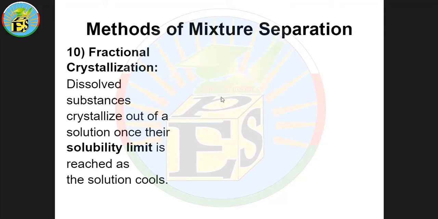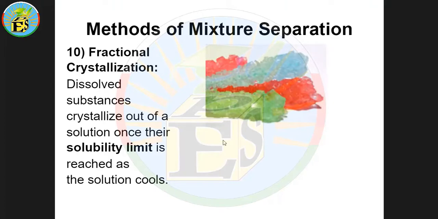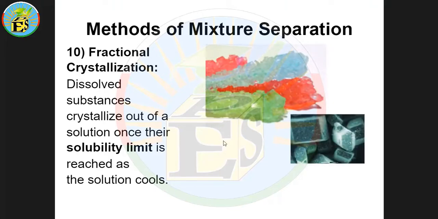Another method, the last one, is fractional crystallization. Dissolved substances crystallize out of solution once their solubility limit is reached as the solution cools. If I make a concentrated solution like salt water or sugar solution, heat it up so it has more dissolved material, and then cool it down slowly, I will get fractional crystallization of the salt or the sugar from the solution. This is a way of separating a salt from the water, or from the solvent.